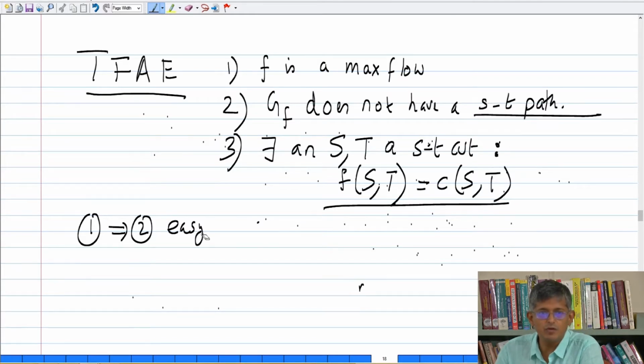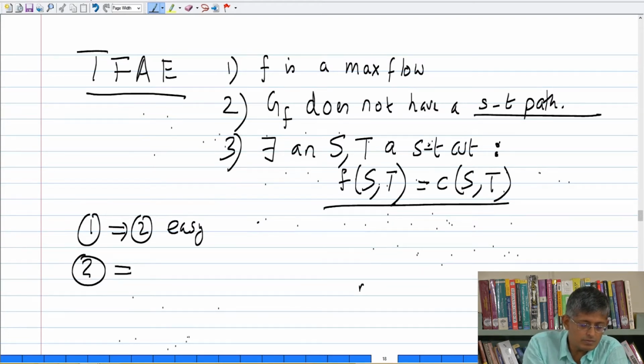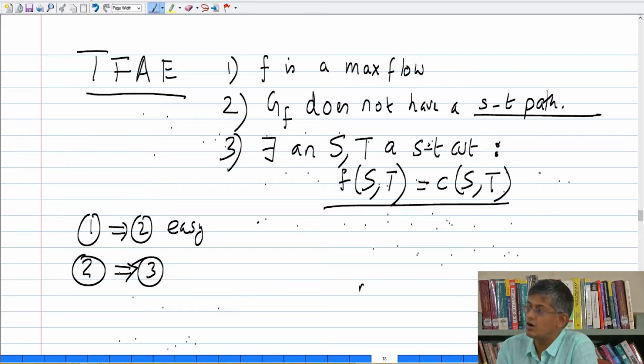because if you find an ST path in GF, then you can increase the value of the flow, but F is a max flow, therefore there is no ST path. Now let us prove 2 to 3. The following are equivalent, which means we will prove 1 to 2, 2 to 3 and 3 to 4. It turns out that GF does not have an ST path. So I have to now construct this ST partition. Let us do this.